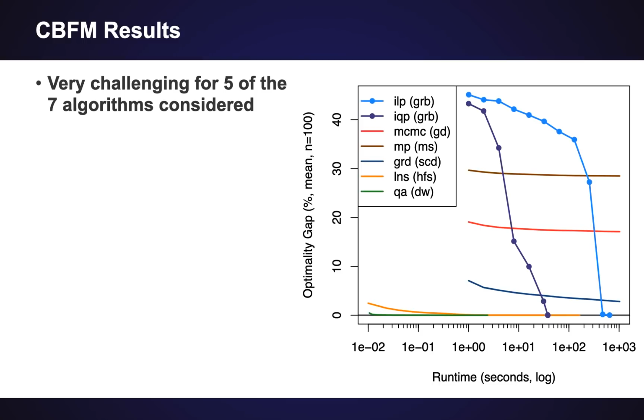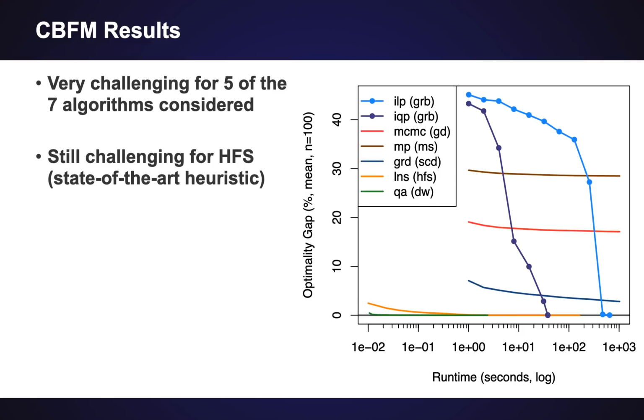So if we look at the performance profiles for this CBFM result, you can see something that is very good news for benchmarking. The first good news is that it's a relatively challenging problem for 5 of the 7 algorithms we considered. If you look at the purple line, the light blue line, brown, red, dark blue, they're all well above zero optimality gap until a certain amount of time has passed. You can see the local search solvers tend to plateau at a specific solution quality, while the complete search solvers slowly go down to zero optimality gap, and that's one of the big advantages of that algorithmic approach, is that you will reach zero optimality gap eventually.